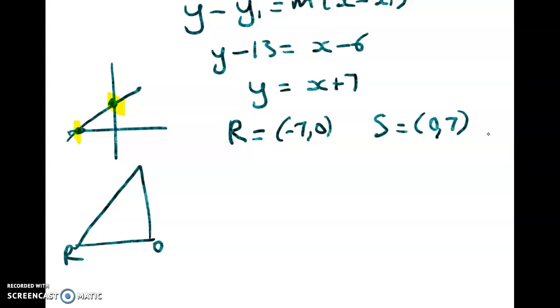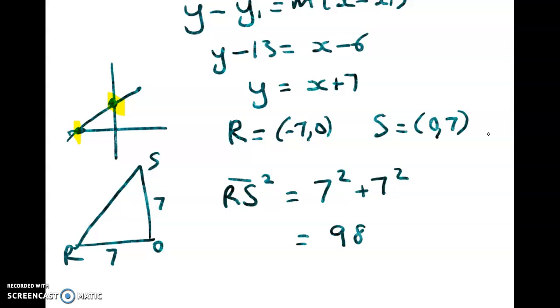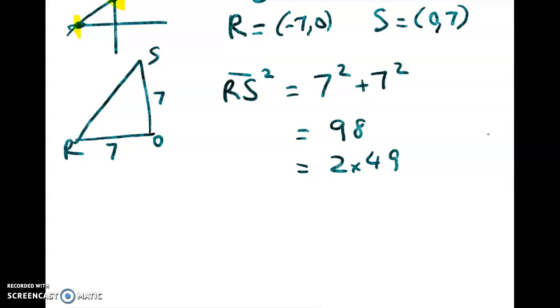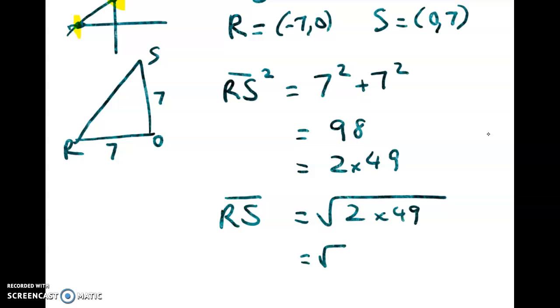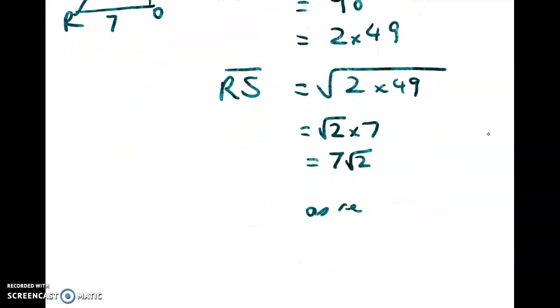And so the distance RS, let's just draw it out. Here's R, here's the origin, and here's S. This distance is 7, and this distance is 7. So RS squared by Pythagoras is 7 squared plus 7 squared, which is 98, which is equal to 2 times 49. And that means that the distance RS is equal to the square root of 2 times 49, which is equal to root 2 times 7, which we can write as 7 root 2 as required.